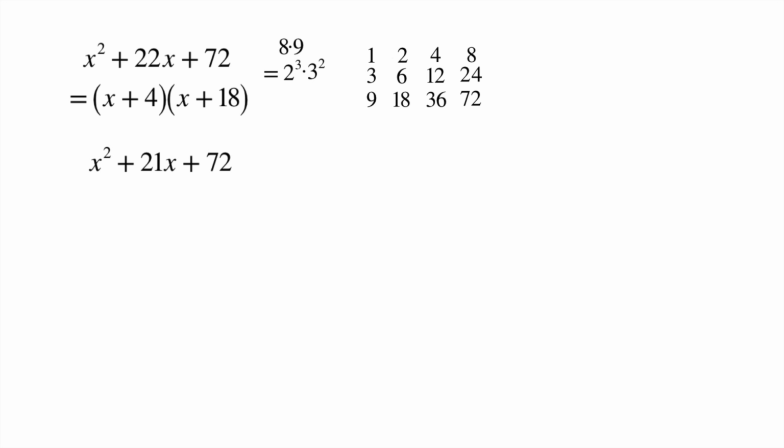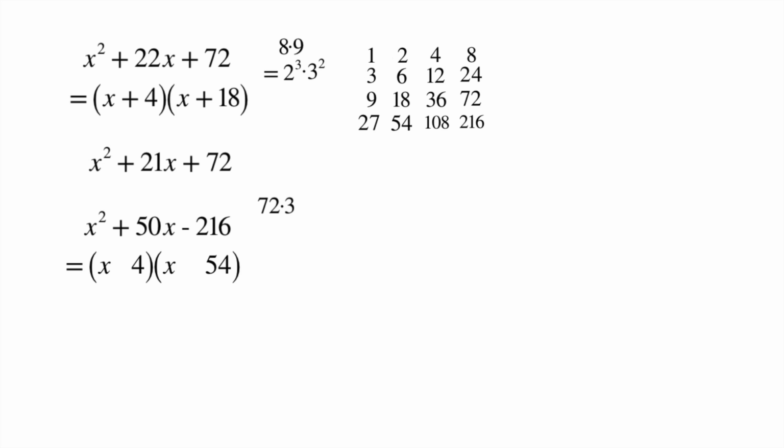Next example. The table tells you there is no right pair. Next example. You can make table 216 from table 72, like 3 times this row. Table 216 is ready. Difference 50, 54 and 4. The plus for the bigger.